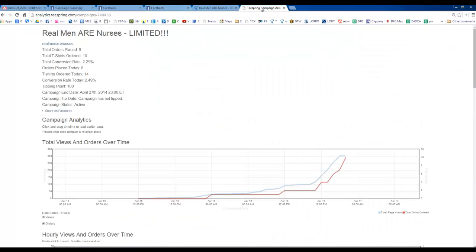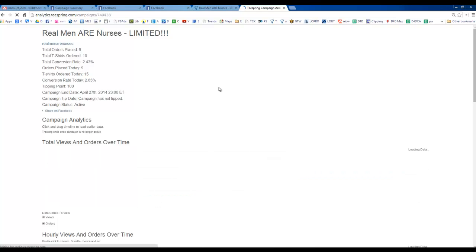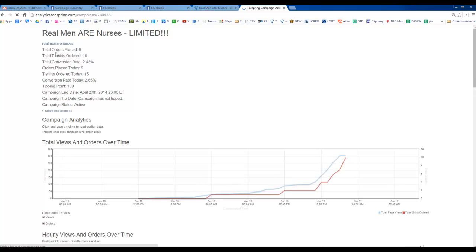Okay, I want to get into the analytics. So I pulled up this page here. Let's just reload it to make sure it's the most current. This is the analytics page for Teespring. And here, as you can see, it'll tell you how many orders were placed, how many total shirts were purchased, how much our conversions are. Total conversion rate is 2.43. That means for every 100 people visiting our landing page, we are converting 2.43. Which is good. I would say that's average to good, right?